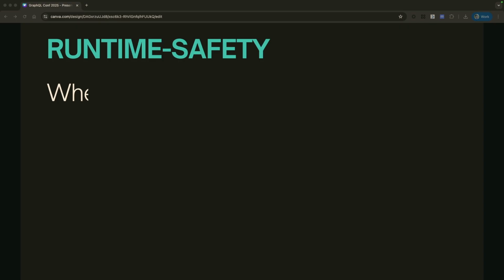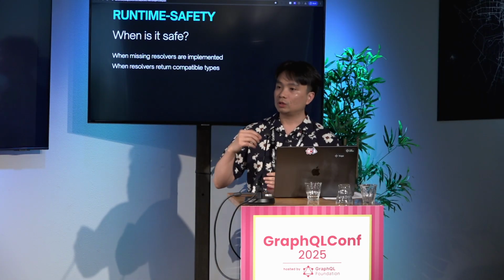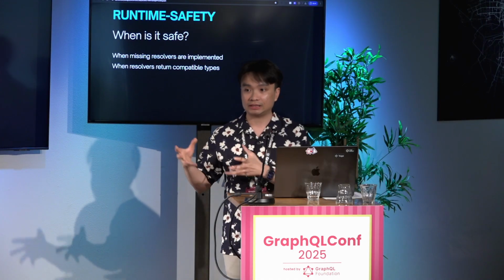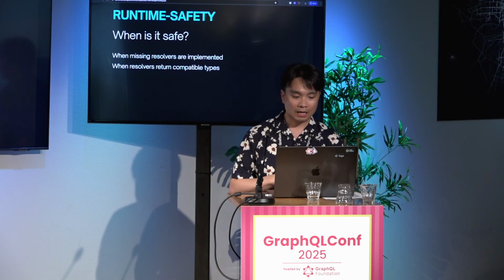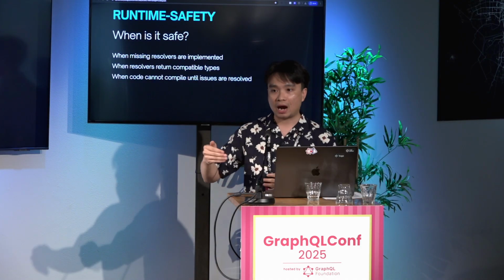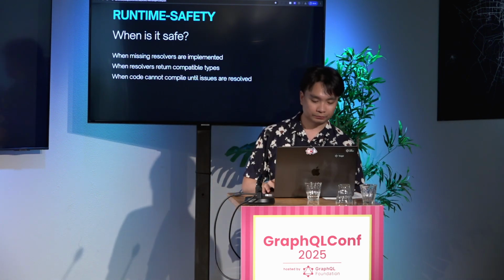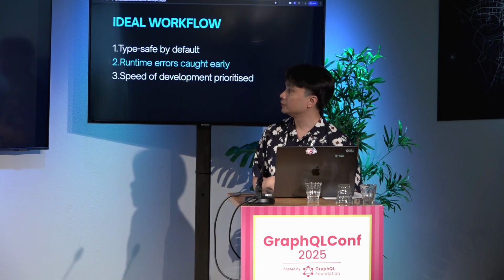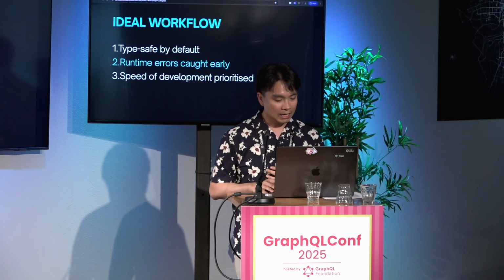Cool. So in summary, when is it safe? For our team, that means when all the missing resolvers are implemented, like the example of starships, and when all the resolvers return compatible types, like the character type resolver. And for my team specifically, we want the code to not compile until all of the issues above are resolved. So that was runtime errors caught early.